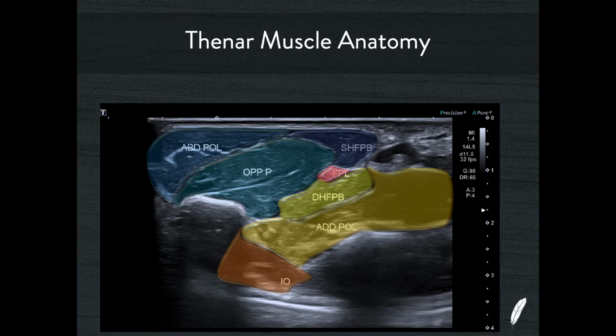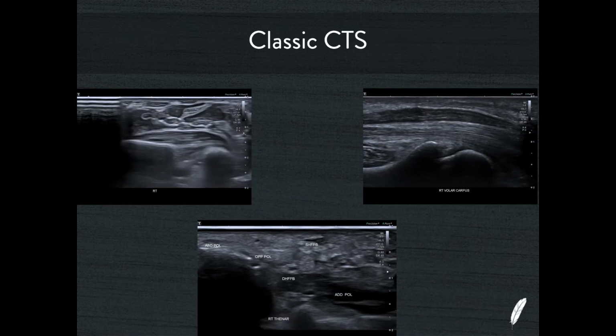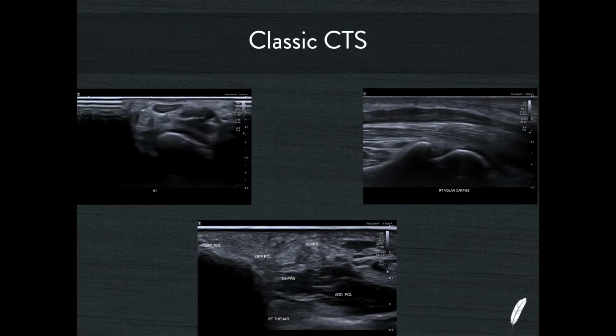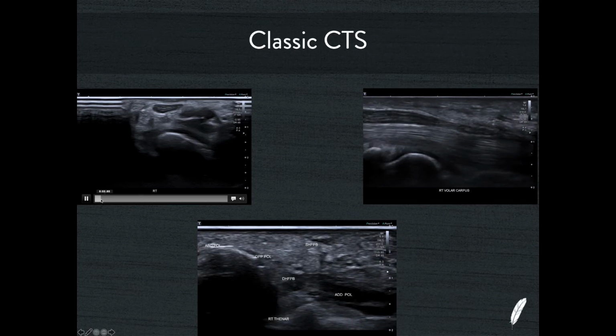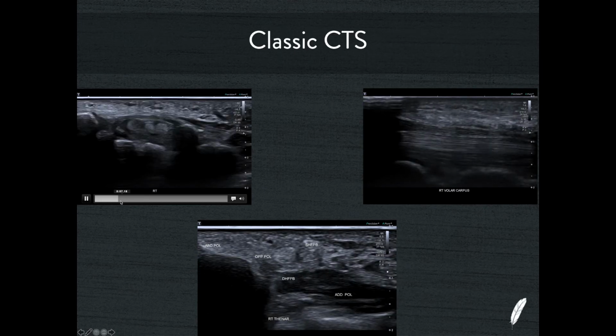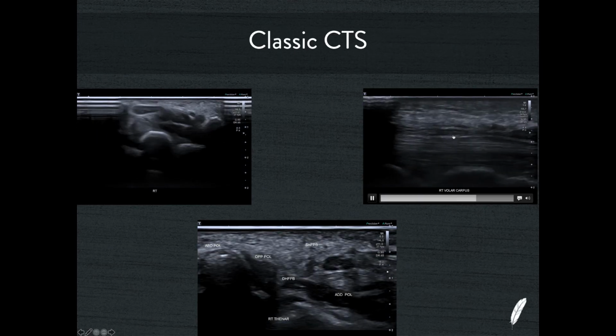Because the thenar eminence divides so beautifully in half here, we can look for median nerve dysfunction here and ulnar nerve dysfunction here. So if we get atrophy here and preservation here, we have a patient with classic carpal tunnel syndrome. If we have atrophy here and preservation here, we have a patient with classic cubital tunnel syndrome of the ulnar nerve. So this is a nice case of carpal tunnel syndrome. You can look how this nerve is really quite swollen, and then the nerve gets compressed as it goes down through the tunnel.